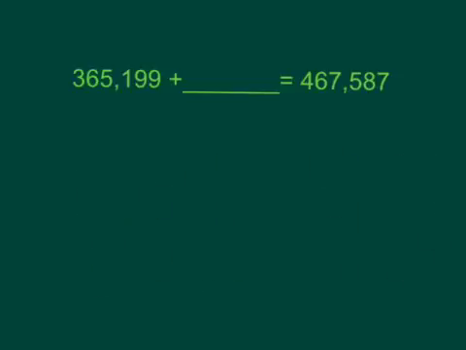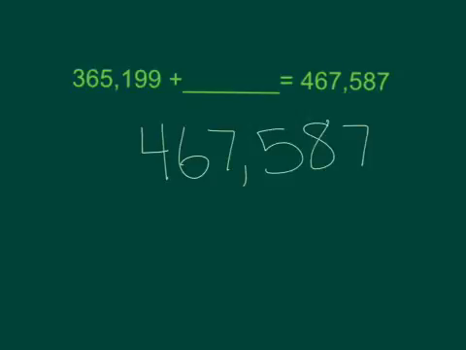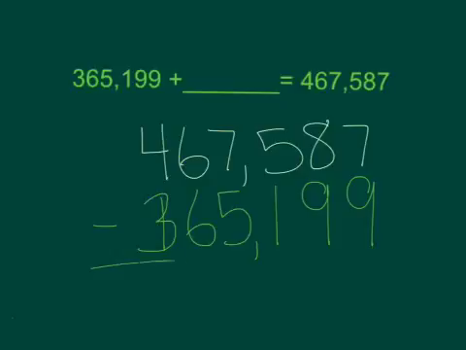So the first thing that we need to do to find our answer is set up our problem. So we're going to take our sum, which is 467,587, and we are going to write that number on top. We're going to set up our problem vertically. We're going to take the add-in that we were given, which was 365,199, and we are going to write our number directly underneath the sum we were given. And we are subtracting to find our missing add-in.